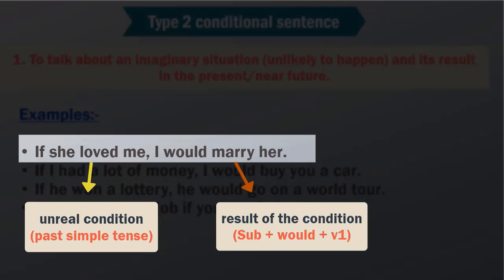This is an imaginary situation. I know for a fact she does not love me. So I'm just thinking about it. I'm thinking something that is absolutely contrary to the reality. That is absolutely opposite to the reality. She does not love me. I know this, but I'm just imagining something that is not true. If she loved me, I would marry her. That is the outcome of the condition. If she loved me, I would marry her.